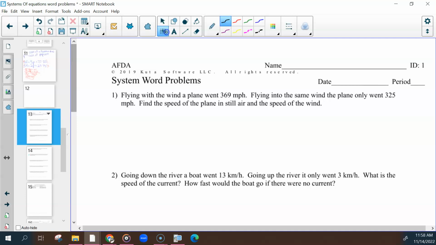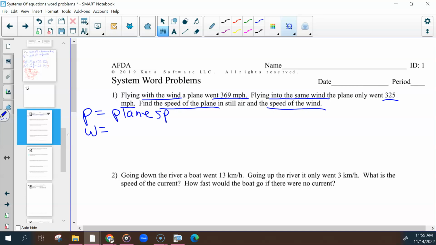But for number 1, we are flying with the wind. The plane went 369 miles per hour. Flying into the same wind, the plane only went 325 miles per hour. We need to find the speed of the plane and the speed of the wind. So the two things we don't know, it told us, the speed of the plane and the speed of the wind. Those are going to be your two variables, whatever you want them to be called. So I'm just going to say plane speed and wind speed are the two things we don't know.